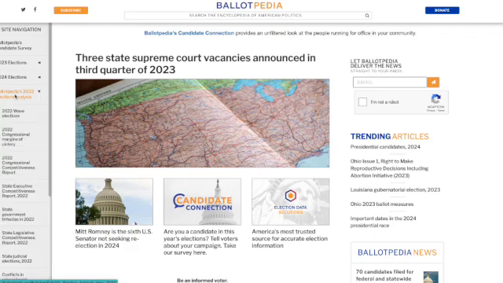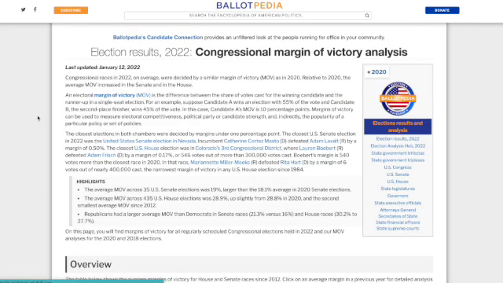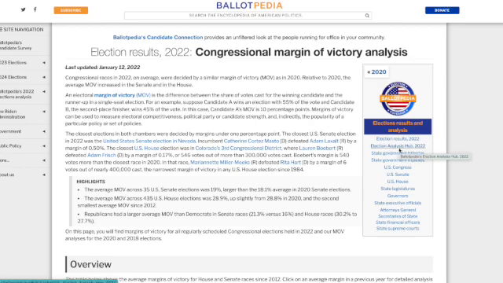And to get to their election hubs, they don't really have a direct link. So this is kind of a side street that we're going to go on. This is the link we want, Election Analysis Hub 2022.